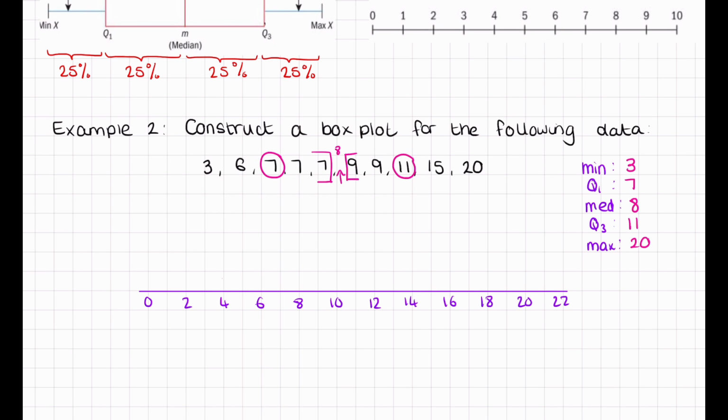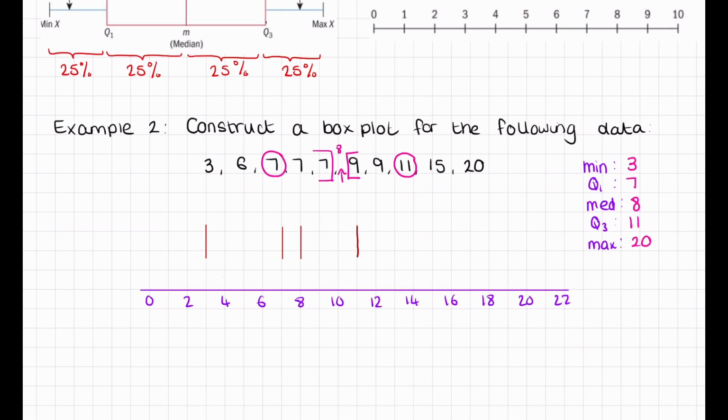Now we've got our 5-number summary, we can draw our box plot. Easiest way I find is to, first of all, just put a line at where each of those values are. So we've got minimum is at 3, quartile 1 is at 7, the median is at 8, quartile 3 is at 11, and my maximum's at 20. Okay, then between the first line and the next one, we're going to draw a line, and the same from the last one to there, and then the last lines we draw create our box, and that's our box plot.